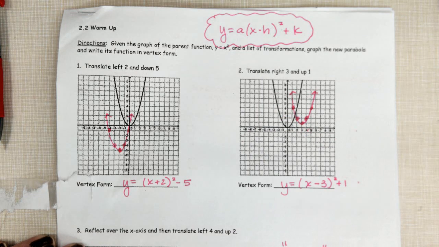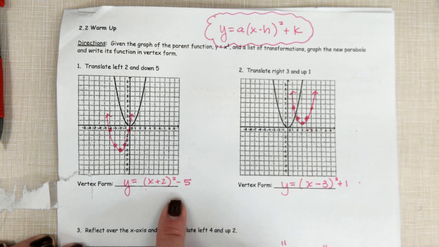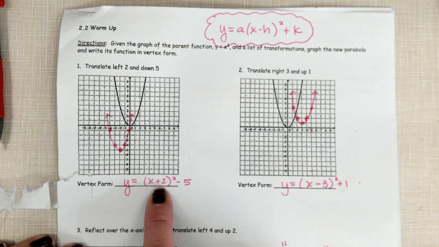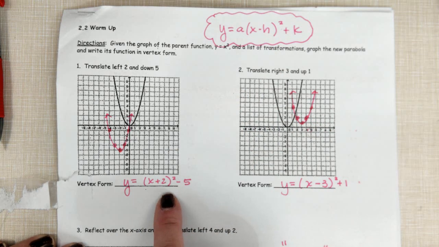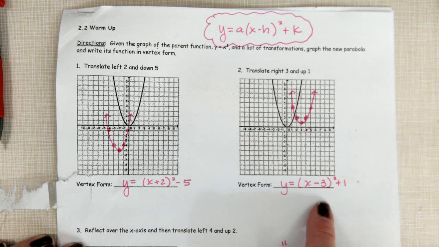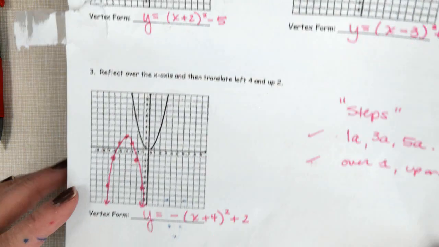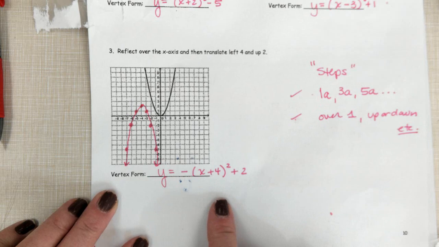Okay, so these were our warm-ups on Monday, so be really careful. Inside, a lot of people think this shifts right 2, but it's not, based on the formula and this concept of zeroing it out. You're going left 2. This is right 3, so you would just follow x minus 3 squared plus 1. And then this third one, and I know we did this in class, but it reflects.